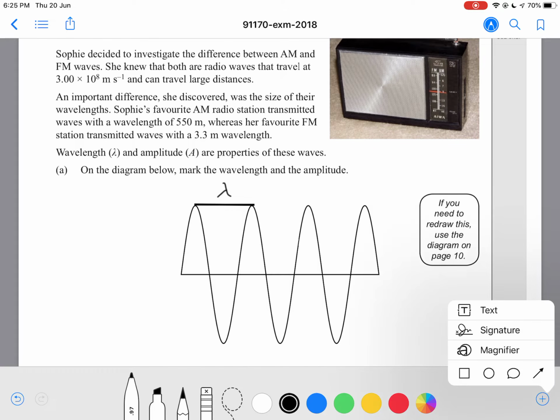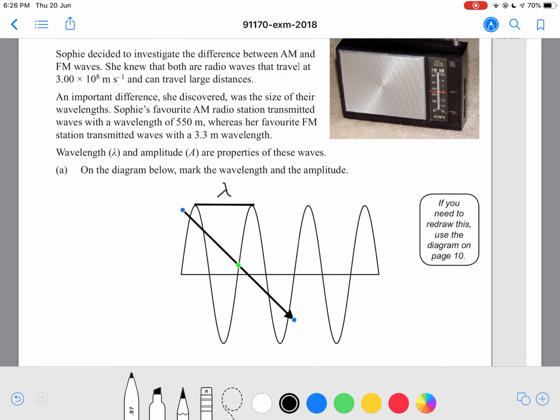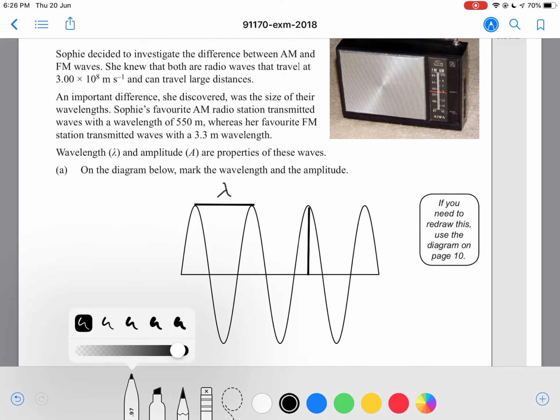And the size of our maximum displacement, or the size of our negative displacement, will give us our amplitude. So from the top of the wave to the horizontal axis, that will give us our amplitude. So this line here will give us our amplitude. If you have both your wavelength and your amplitude correctly marked, that'll get you an achieved grade here.